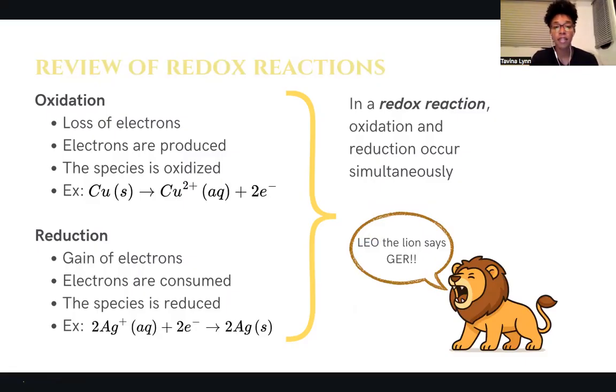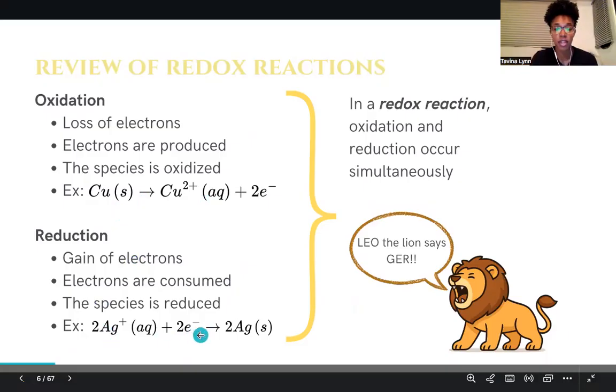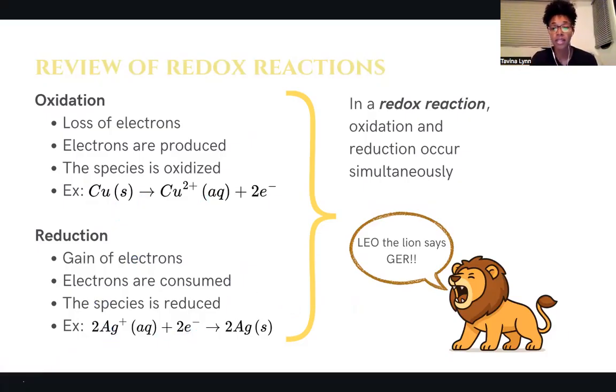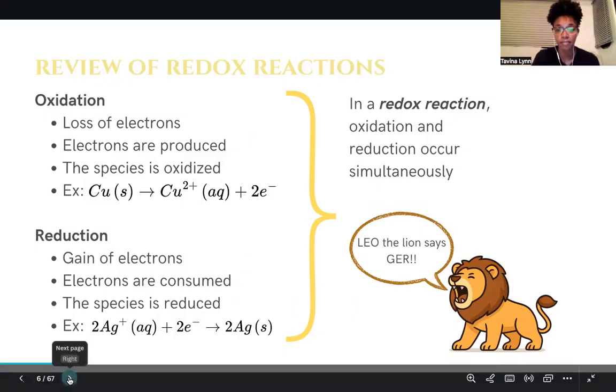So what I've written here in these examples are half reactions, right? This is an oxidation half reaction, and this is a reduction half reaction. In an overall redox reaction, we have oxidation and reduction taking place simultaneously because electrons are being transferred in the reaction.